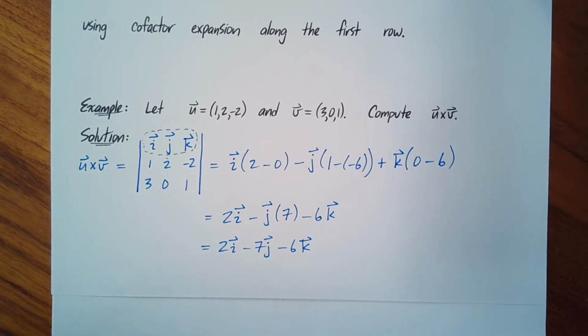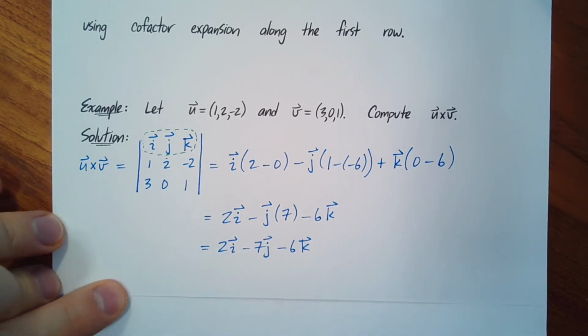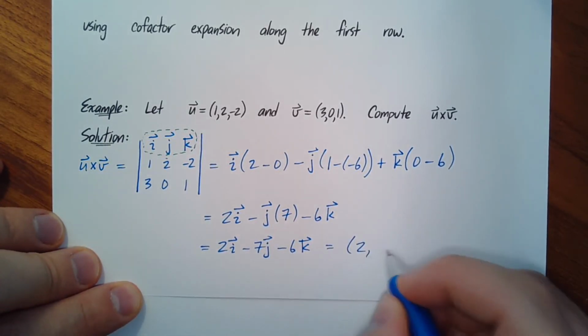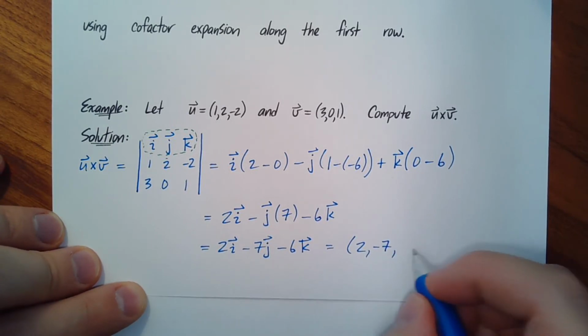But there's no obligation to write it that way, and if you'd like to see it in a more familiar form, you can just collapse them into a single vector as follows. Just write it as the vector 2, -7, -6.